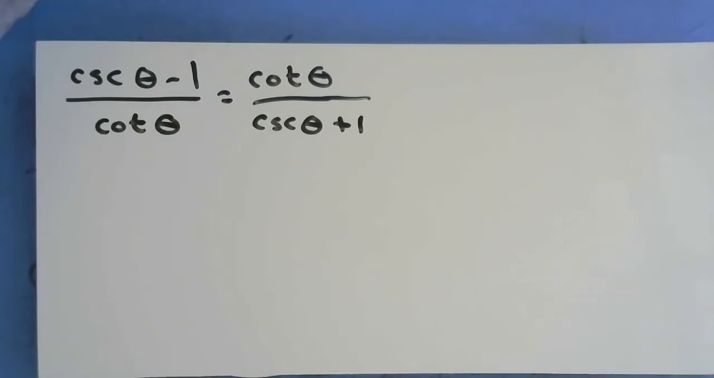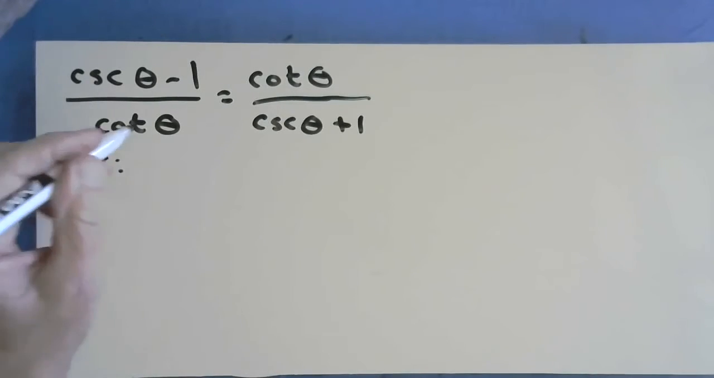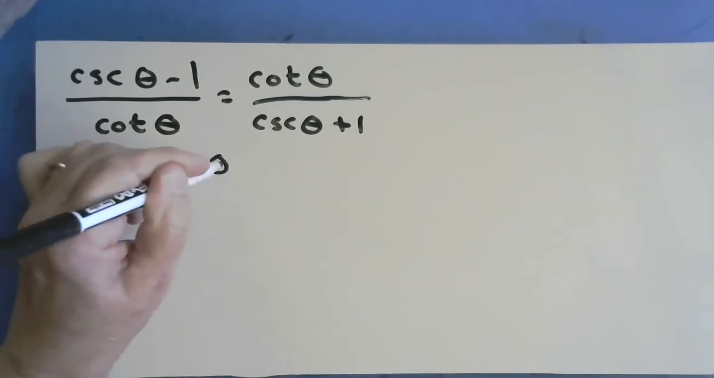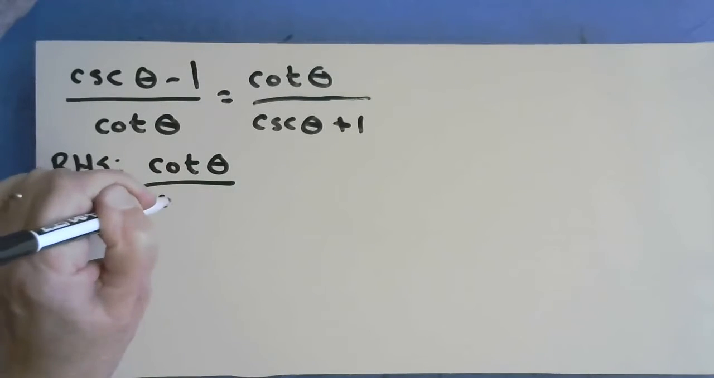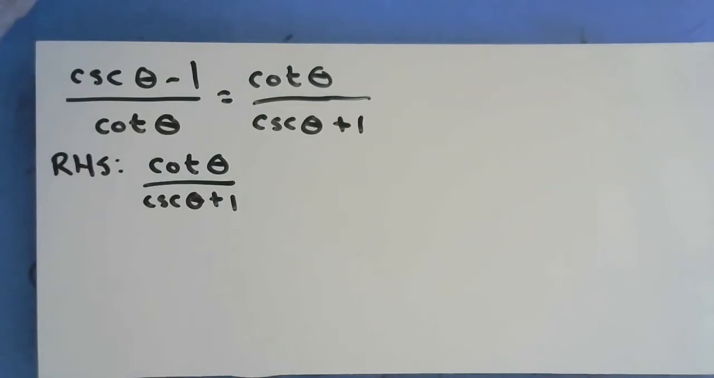To prove or verify this identity, to me, both sides look equally complicated. I don't jump out ahead at one versus the other. I'm going to start with the right-hand side. So I have cotangent theta over cosecant theta plus 1.